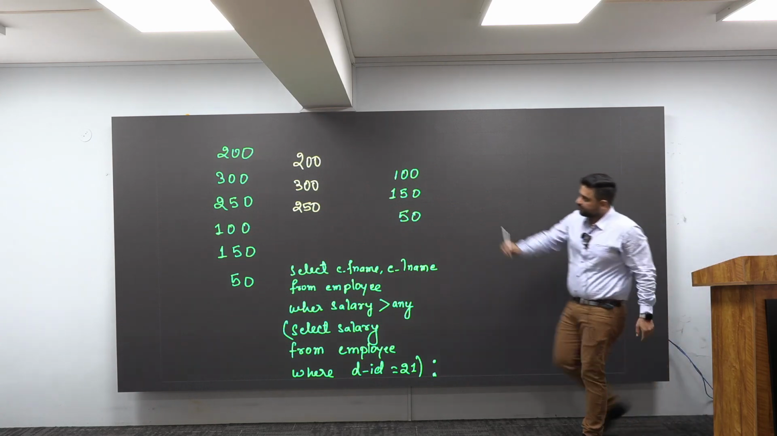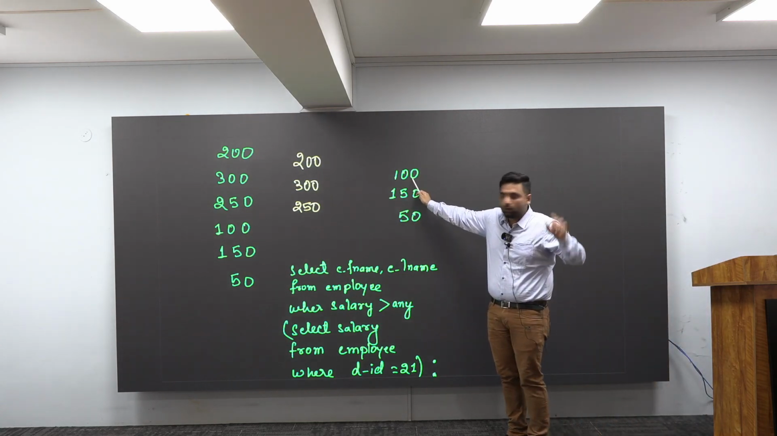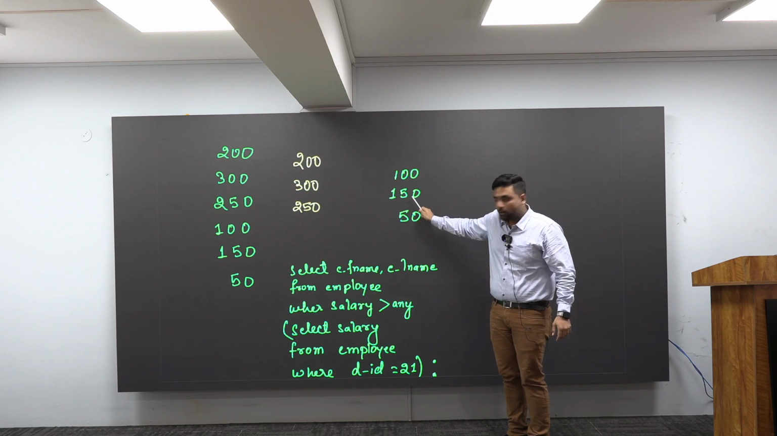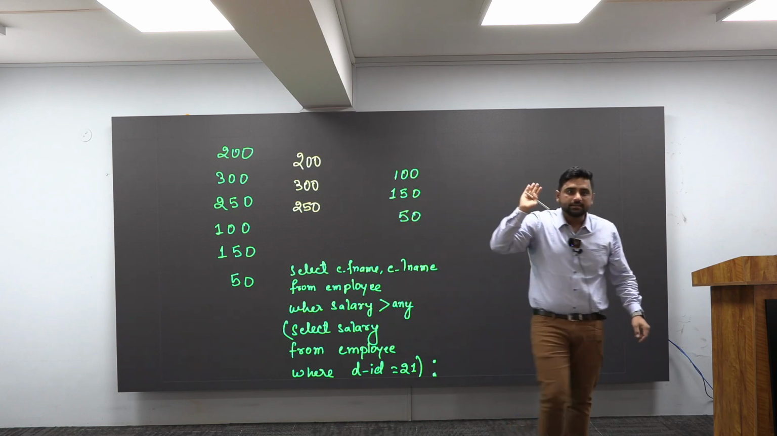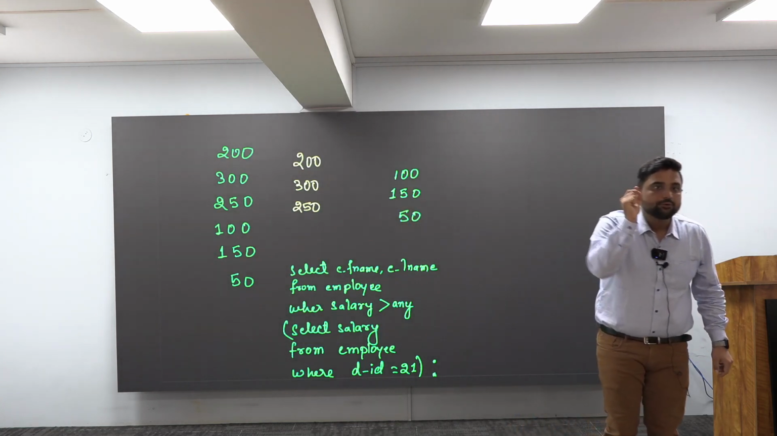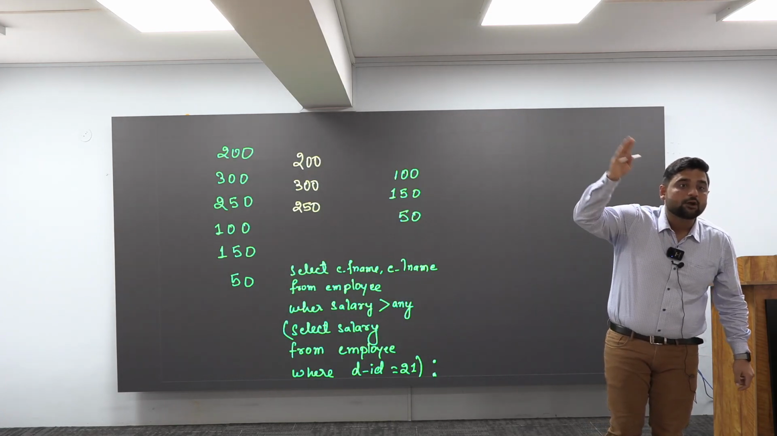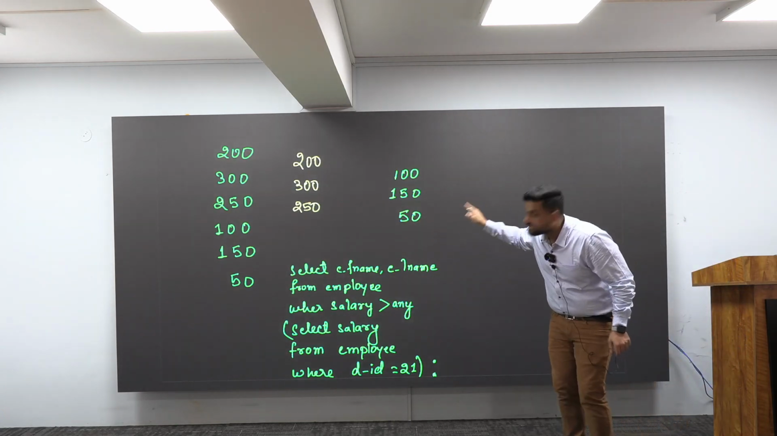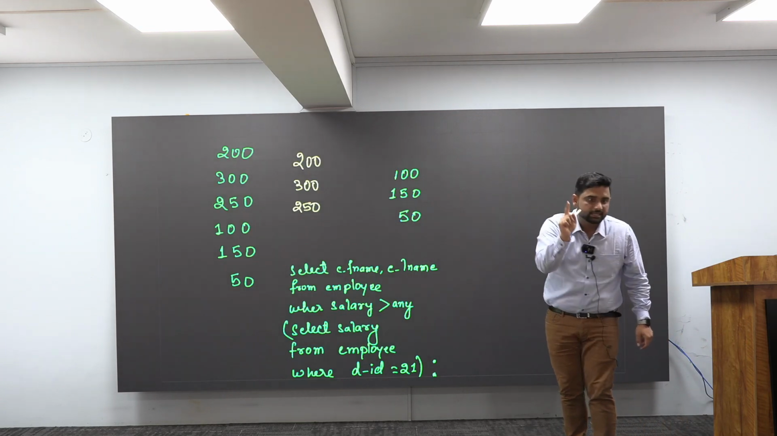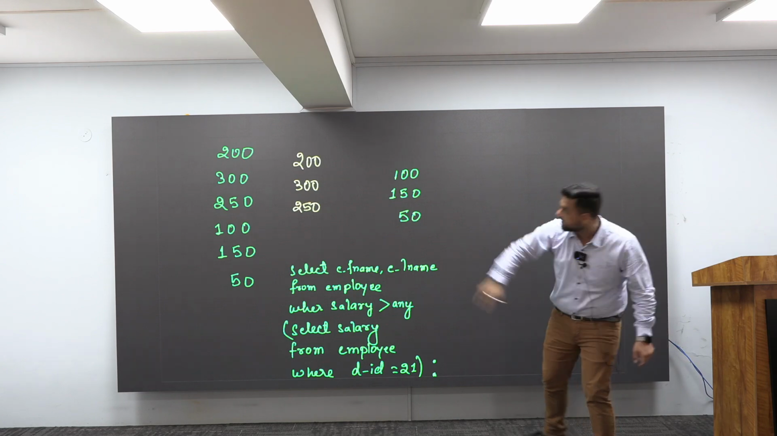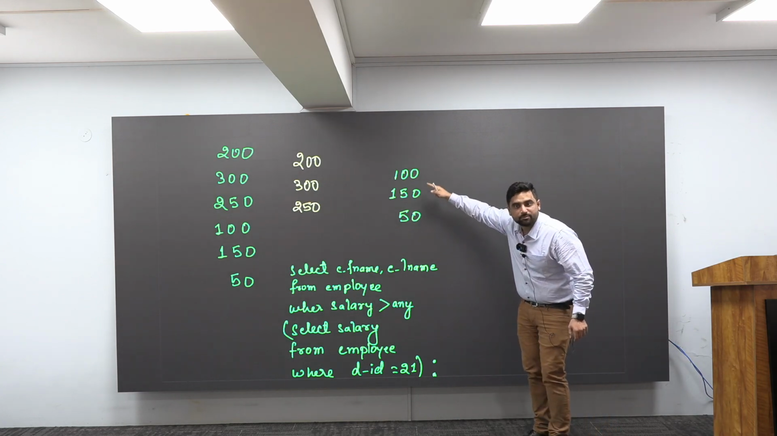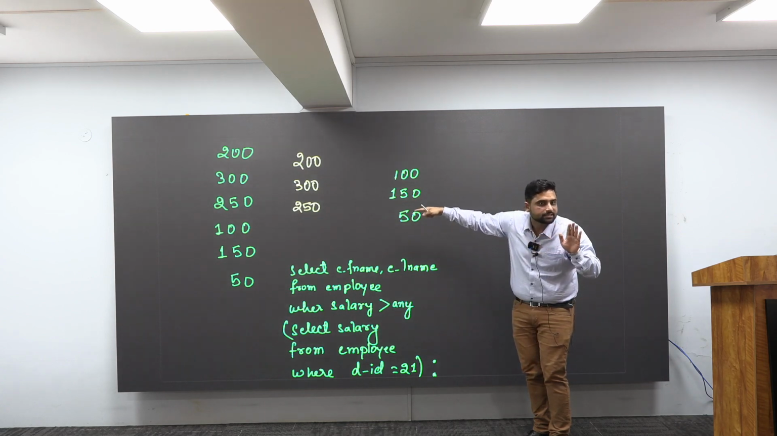Now compare with 100. 100 is greater than 100? No. 100 is greater than 150? No. 100 is greater than 50? Yes. But it should be greater than all. Understood? So 100 will not come in the result. Over here we have to compare with every salary, and 100 should be greater than every salary, then only 100 would come in the result. This is not any, this is all. So we have to satisfy all the salaries. It should be greater than all the salaries.